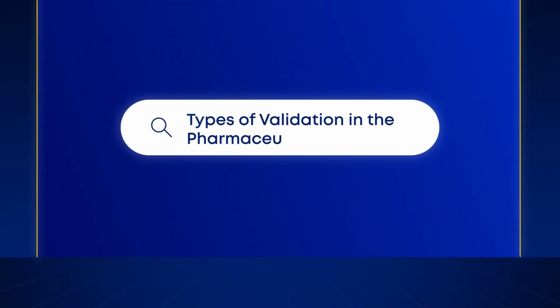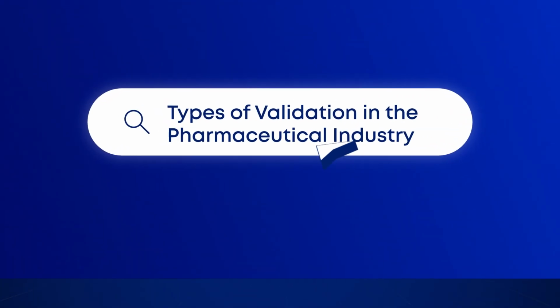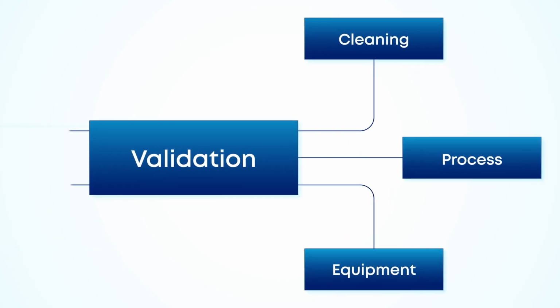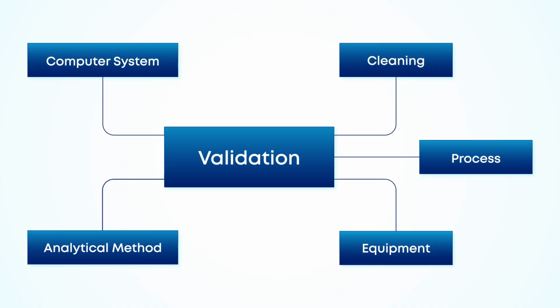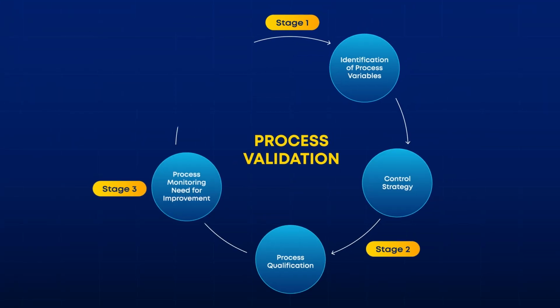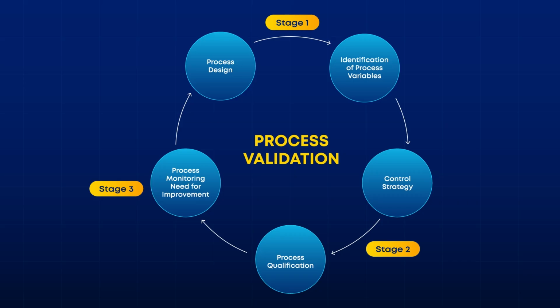Types of validation in the pharmaceutical industry. Let's explore the different types of validation processes required throughout the drug product development and manufacturing lifecycle. First, there's process validation to ensure that each production step results in a product of the highest quality.